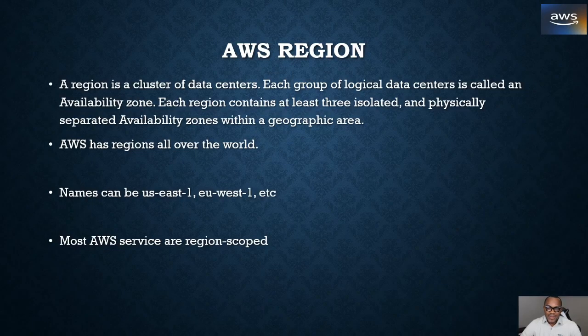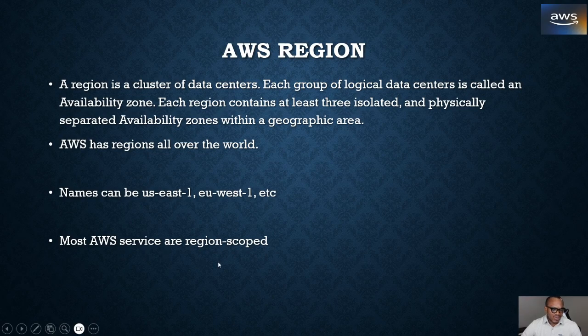So a region is just a cluster of data centers. Each group of local data center is called an availability zone, and each region will contain about 3 to 6 isolated and physically separated availability zones within a geographic region. So example of regions, you will see something like US East 1, EU West 1, and so forth. I will show you when we go to the management console.